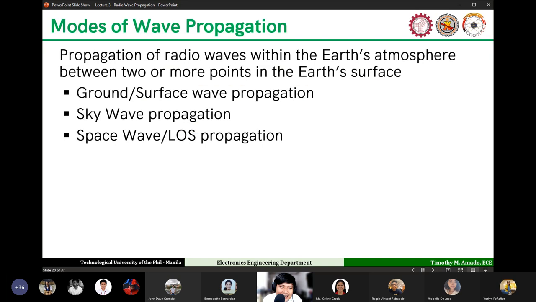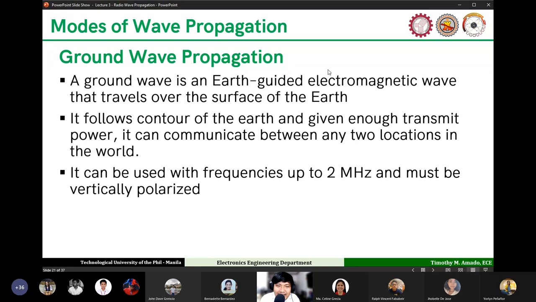Ito yung iba't ibang modes of wave propagation. So, pag sinabing wireless communication, ito yung iba't iba. Alright, guys? Okay, so isa-isahin natin yan. Let's start with ground wave propagation. By the name itself, ground wave, ibig sabihin, ginagamit niya ang guide yung earth surface. So yun yung trajectory ng ground wave propagation.